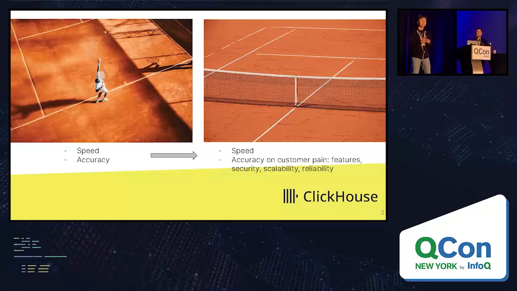First, we need speed. In this competitive business world, we need to build something fast, so speed is essential. And second, we need accuracy as well. We need to build something that really meets the customer need and solves the customer pain points. So that's not only including features, but also scalability, security, reliability as well. That makes building ClickHouse Cloud even harder than making a perfect tennis serve.